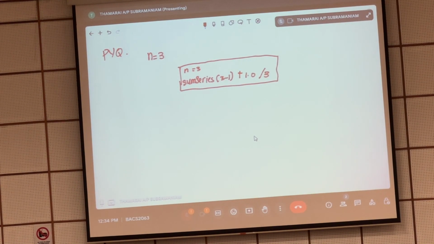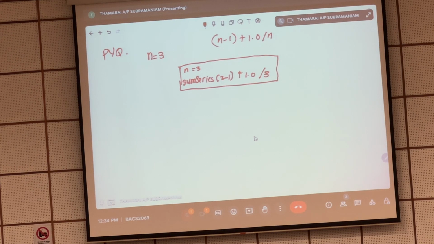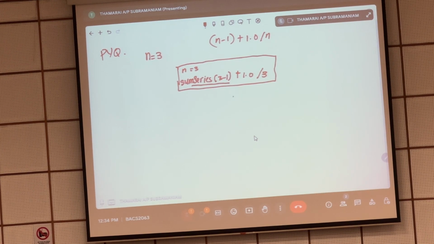This is your recursive function, n equals 3, sum series n minus 1. So it's sum series n minus 1 plus 1.0 divided by n. So now we have to perform our recursive method. So the next box. Now n will be equal to 2, since 3 minus 1 is 2. So now sum series 2 minus 1 plus 1.0 divided by 2. Okay, what is the value?